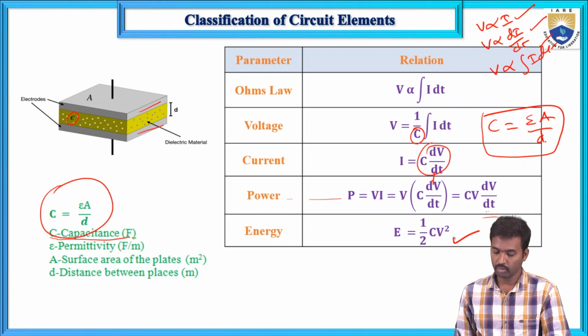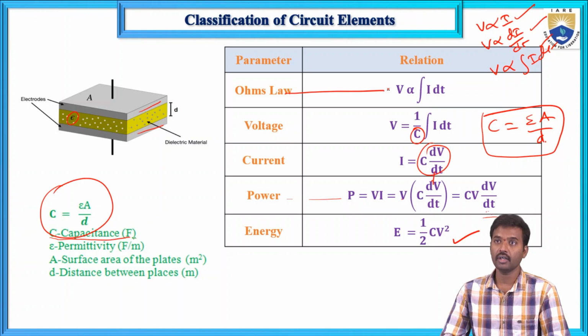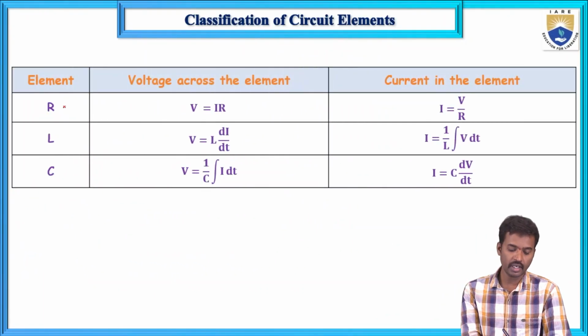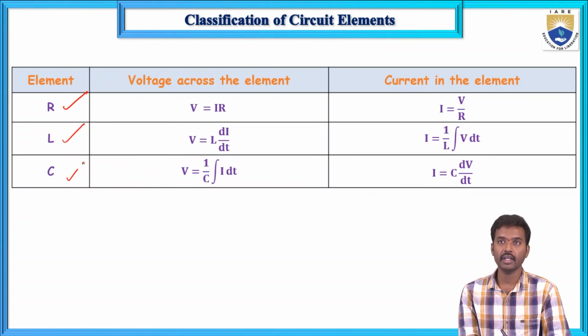So Ohm's law: voltage is directly proportional to the integral of current dt, V equals 1 by C integral of I dt, and current I equals C dV by dt. Power equals V into I, which is C V dV by dt, and energy equals half C V square. So now the summary here covers the elements: resistor, inductor and capacitor.